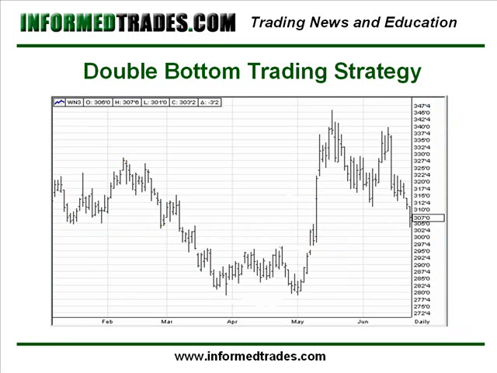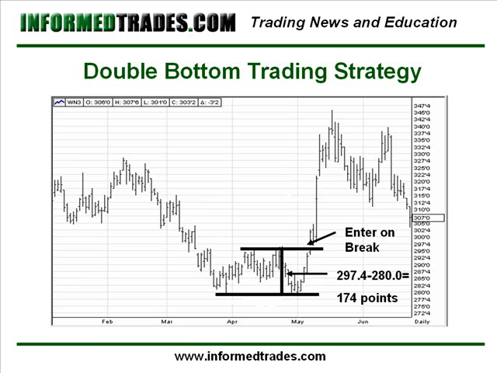The double bottom strategy is the mirror image of the double top strategy. We have the double bottom in place here. We have the peak between the two double bottoms as our resistance level. The common strategy is to wait for a break and enter on the break of that resistance level. Measure the difference between the peak and the middle of the two troughs, or sorry, the highest trough and the middle of the peak, and you get 174 points in this example. That's the profit target.